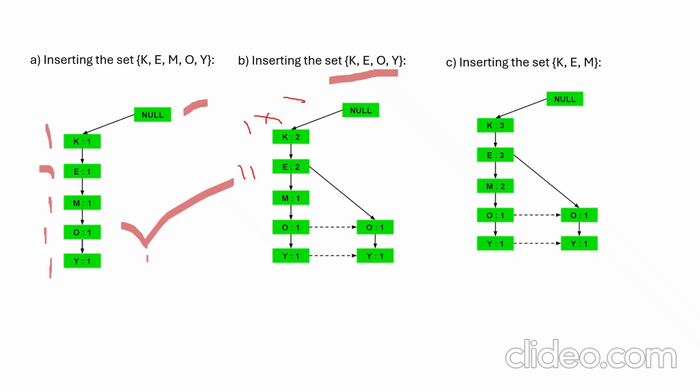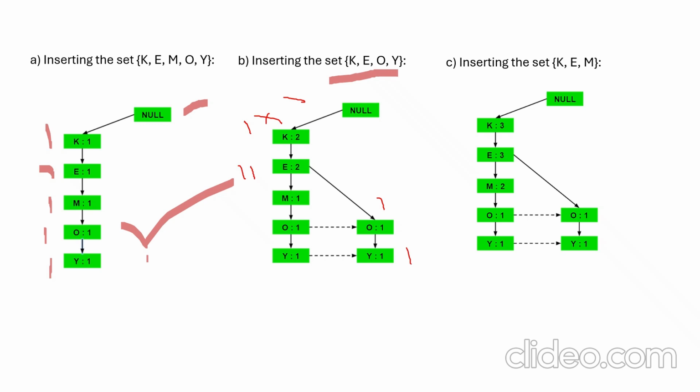And now from E, O is not extended here. So what happens? From E, O is extended, which had occurred once in this branch. And from O you have a Y here. So from O the occurrence of Y is once. And then the next transaction we are coming.